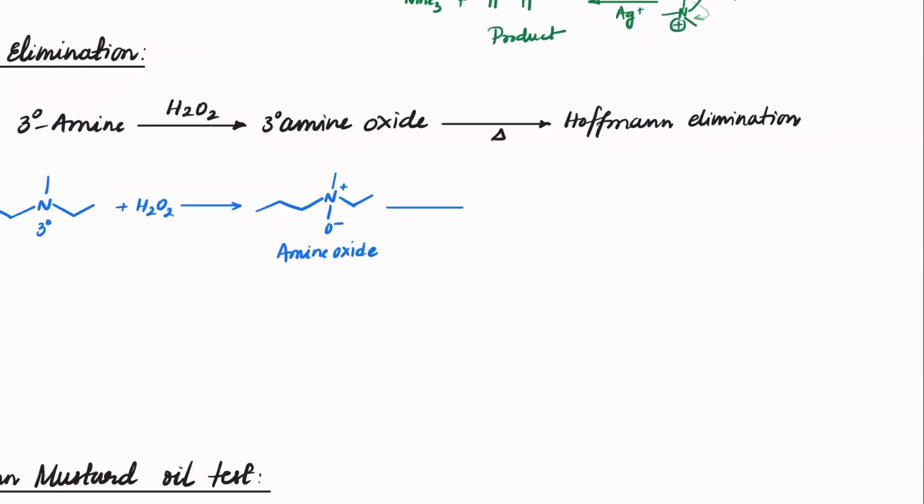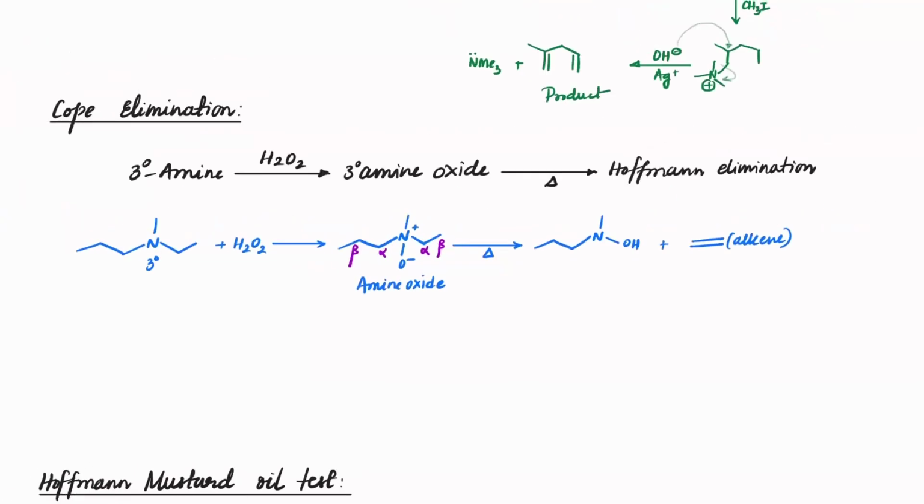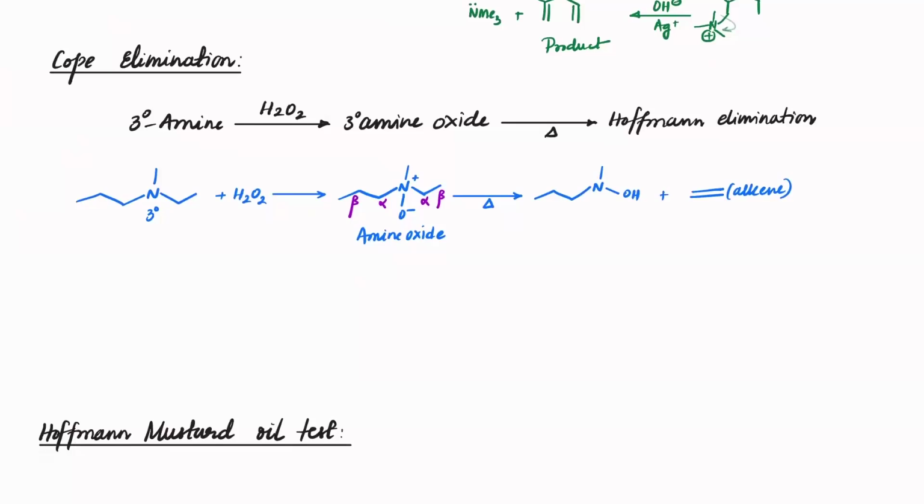This amine oxide on heating, correct? You can see which is the alpha and beta. This is alpha and beta. So again, the same problem. This is a beta at a 1-degree position. This is a beta at a 2-degree position. So at the 1-degree position, the Hoffman product is always more favorable. So that becomes OH, and the product is an alkene. Okay, so this is the product formation. This is Cope's elimination, everybody.